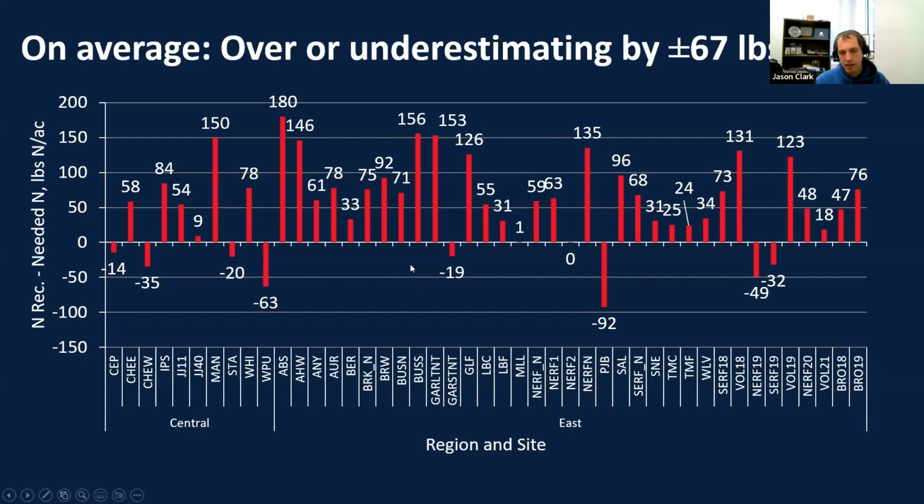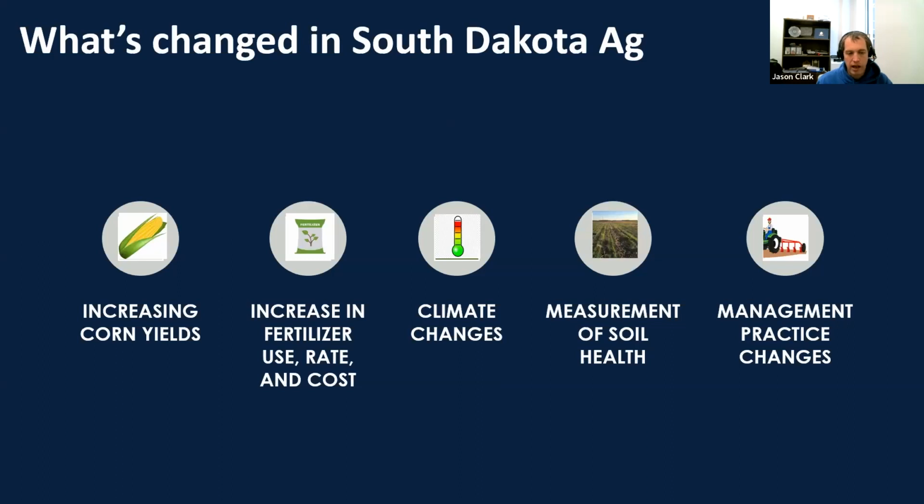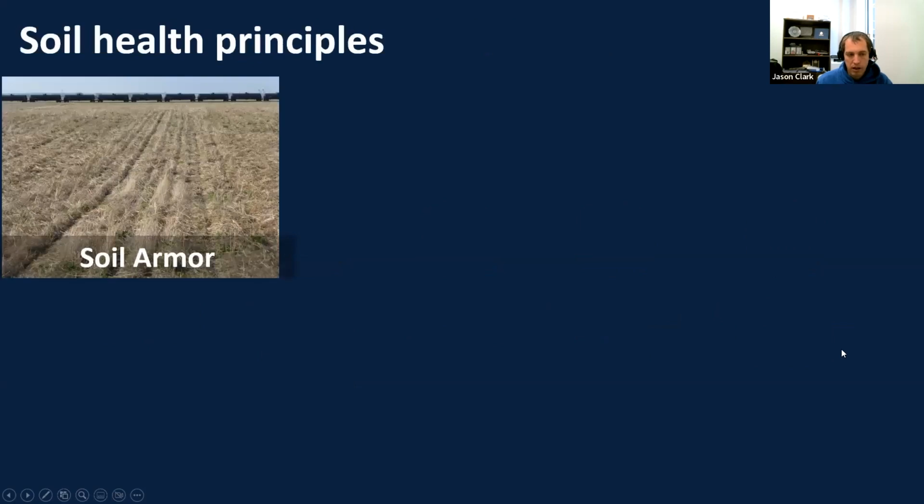And we can obviously see we have a good amount of room to improve here. Just to briefly talk about why some of this might be happening, we look at the changes in ag in South Dakota. You can see we've been increasing corn yields over the last 10 or 15 years. Fertilizer use has increased, our climate is changing, we're getting a little bit warmer, rainfall is a little bit more sporadic. We've had a lot more increases in soil health measurements that we're using to make decisions. And a lot of farmers over the last 20 years have made a lot of changes in management practices. A lot of those have to do with what we've talked about as different soil health principles.